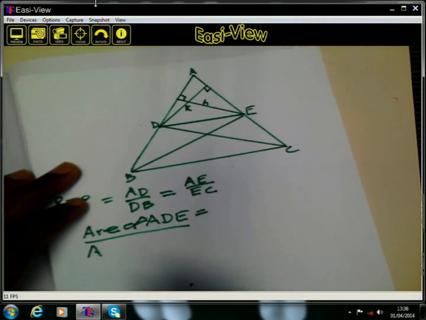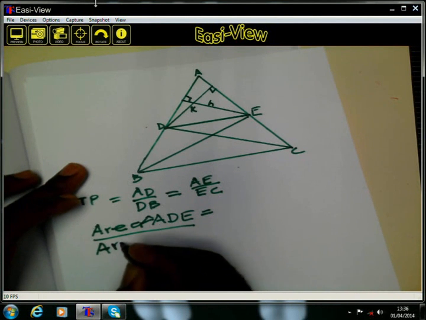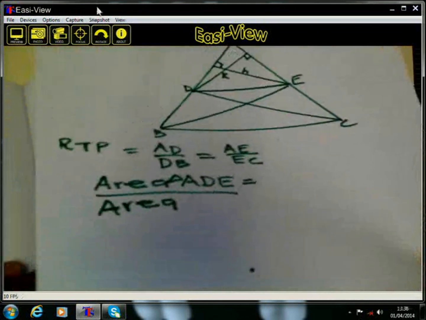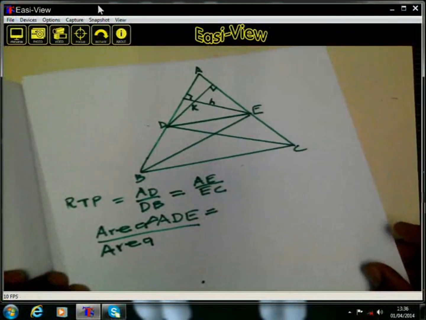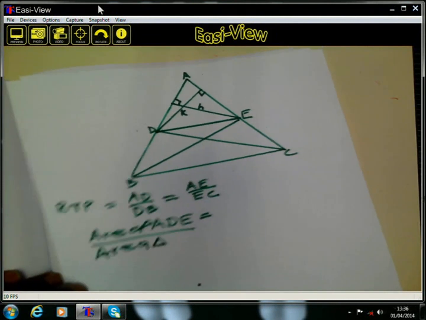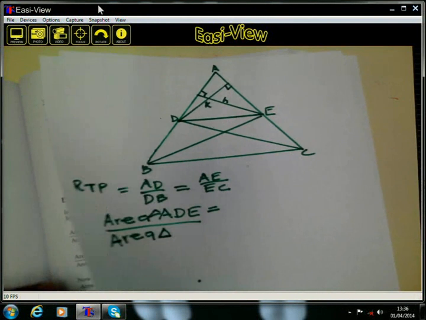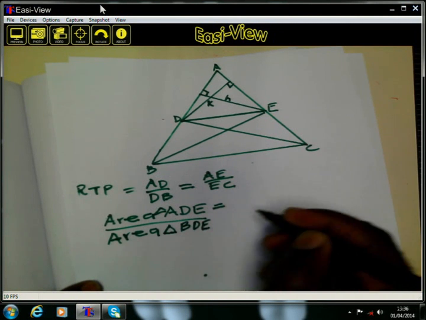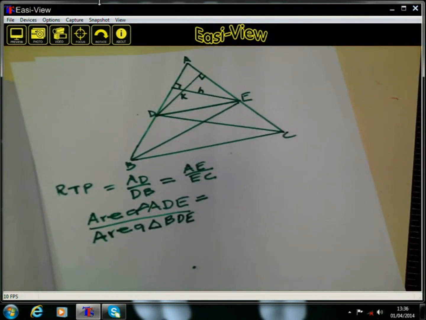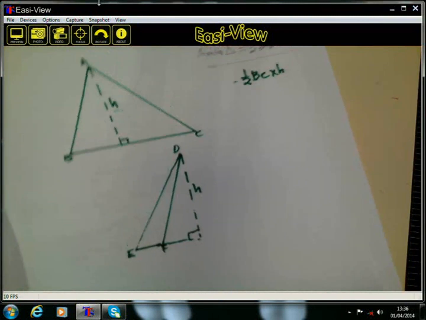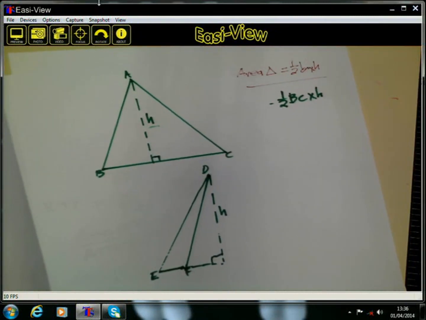Fine. However, this is how we are going to do it. We say area of triangle ADE over area of triangle BDE. Then you must come up with definitions of these triangles. Remember, let me also take you back and say we are going to look at these types of triangles. This is what is going to appear to us.